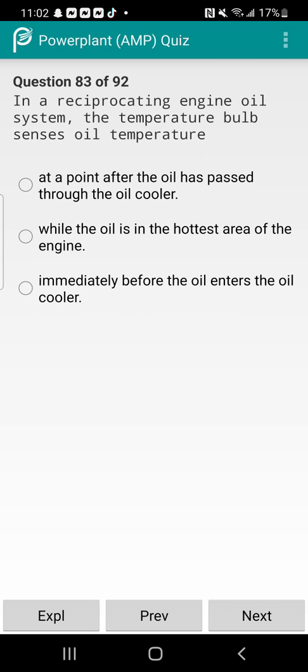In a reciprocating engine oil system, the temperature bulb sensing oil temperature is at a point after the oil has passed through the oil cooler.